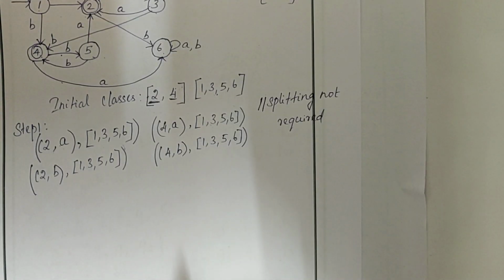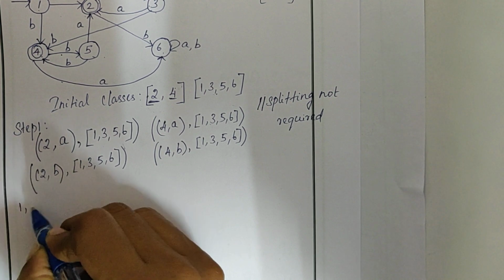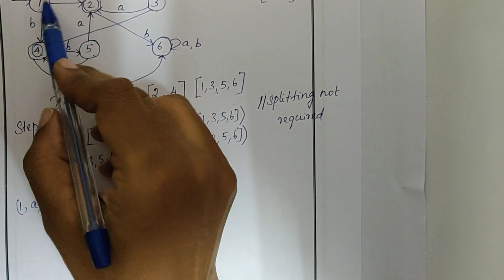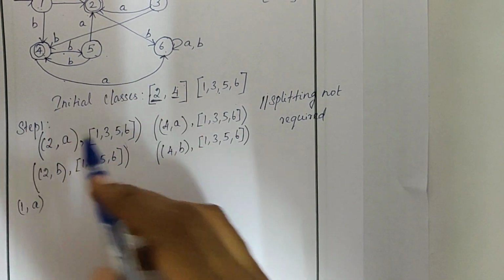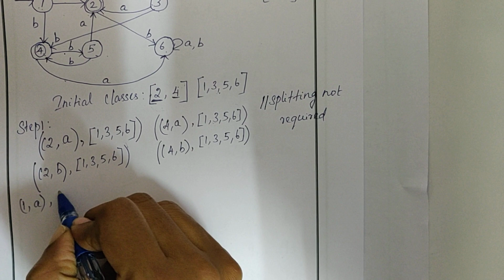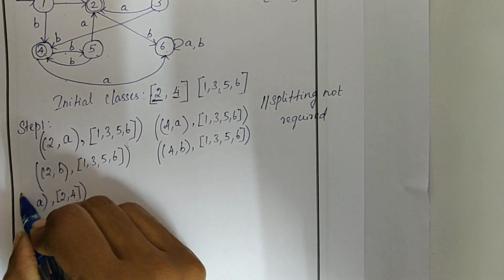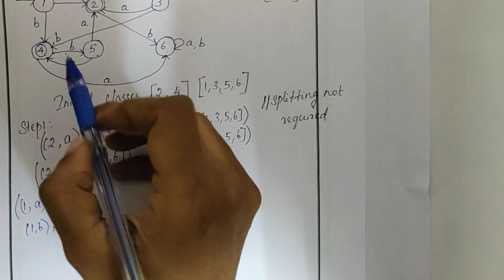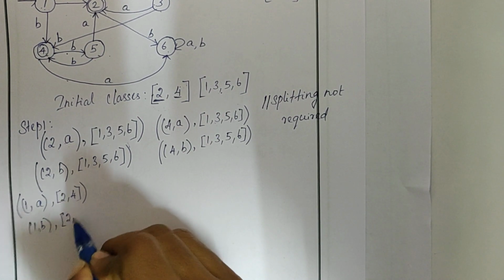Now do the same for the next class, the non-final class. 1 comma A: when 1 takes A, it is moving to 2. Which class does 2 belong to? The final class, 2 comma 4. Next, 1 comma B: again it is 4, the class is 2 comma 4.